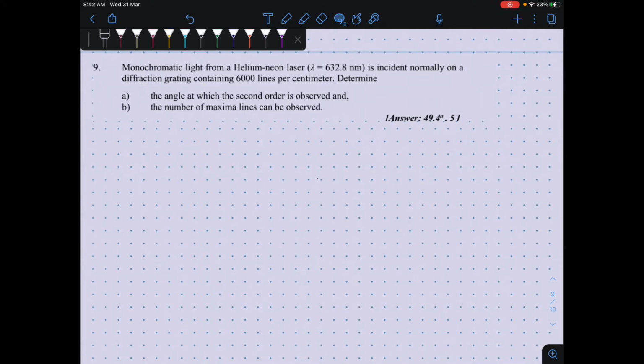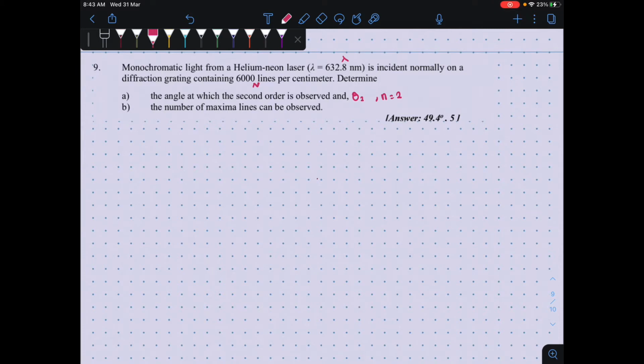So the first question here is to find the angle of the second order. So we are looking for theta 2 here when our number of order equals 2. And then the second question here is to find the number of maximum lines that can be observed. How many lines can you observe on your screen? So if this is your screen, you want to know how many lines you can observe here. Okay, so that's the second question. So what we have in the question is the wavelength given and also the diffraction grating containing 6,000 lines per centimeter. This is our n here.